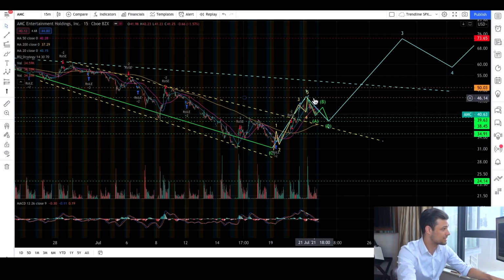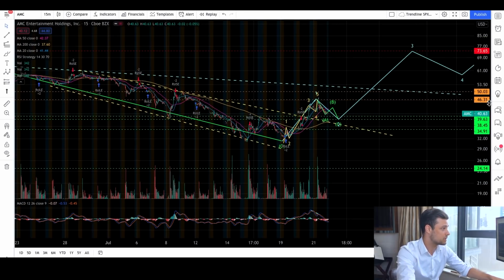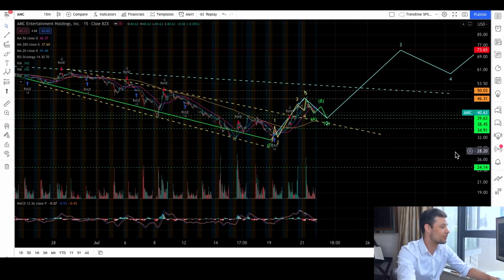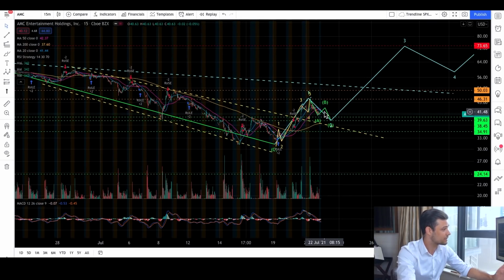So I posted this level on my Discord, guys, just before it happened. I will keep on updating you guys with intraday price action, at least around the open, because as you know, I am in Hong Kong, so I can't stay here all the trading session. I need to sleep sometimes. And here I gave you guys the 46.5 level.